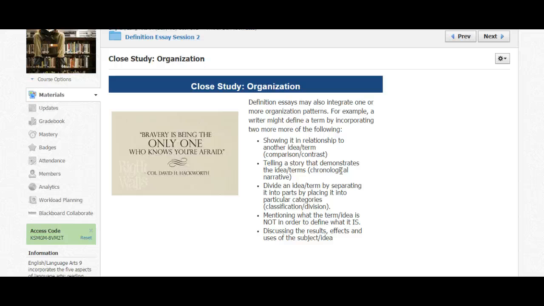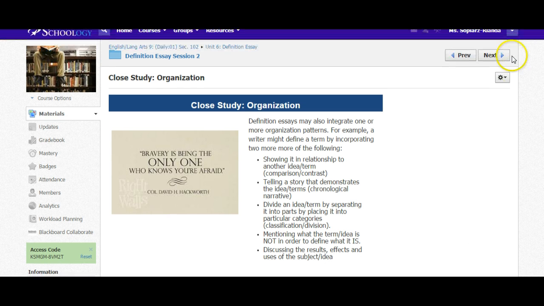Like, for example, in the video that you will have watched in the previous slide, literature is a category that is then subdivided into poetry or nonfiction. They can also mention what the term or idea is not in order to define what it is, and that's called a negation. So you're talking about the opposite of what it really is. And then you can also discuss the results, effects, and uses of that subject or idea. So these are all different strategies that you can use in your organizational pattern when you are writing your definition essay.